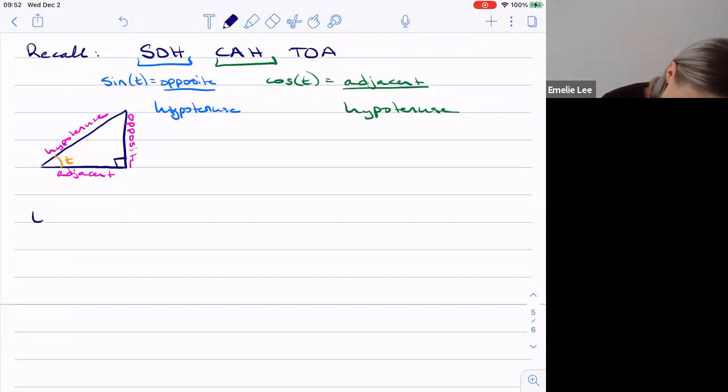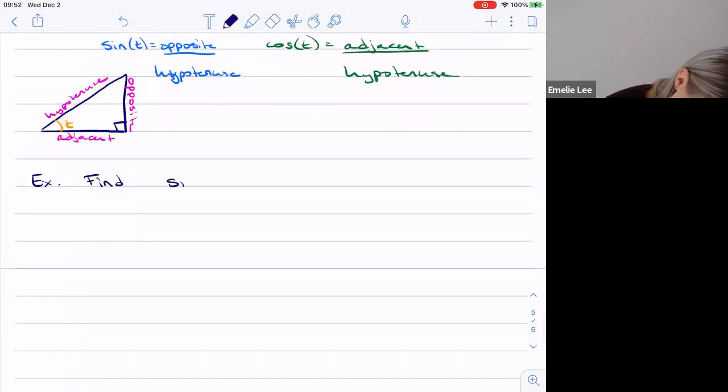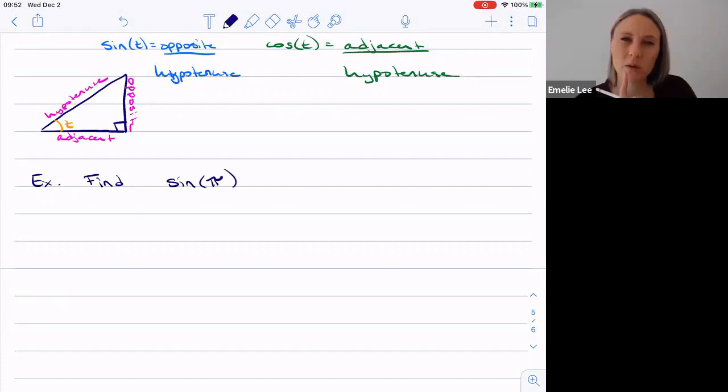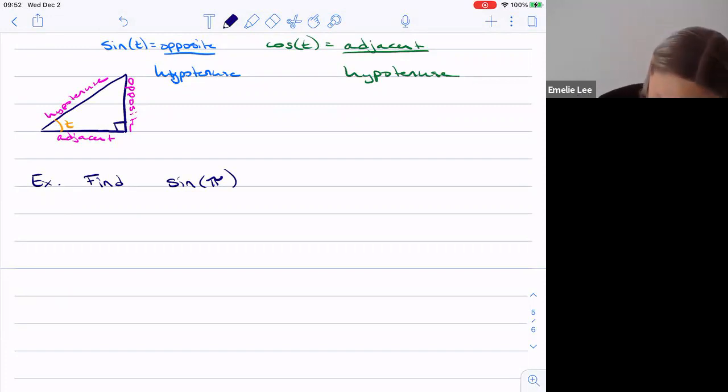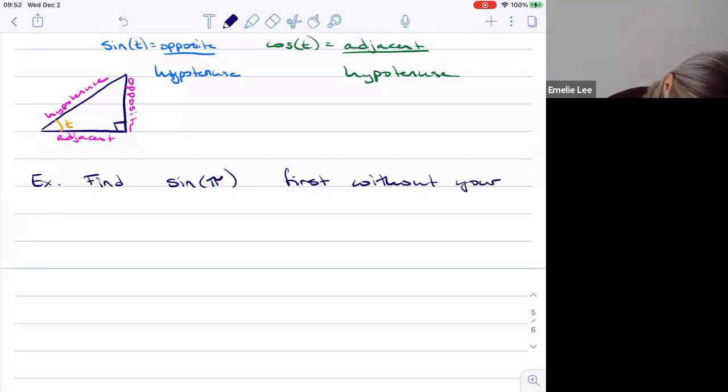So let's see here. Example, find the sine of pi without using your calculator, and then we'll confirm it using your calculator. First, without your calculator. Then confirm using your calculator.